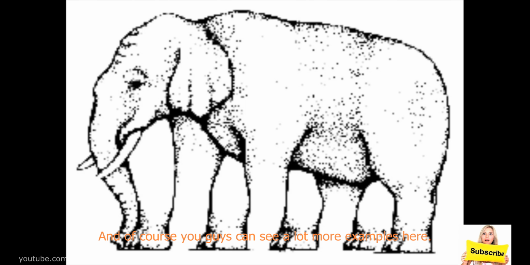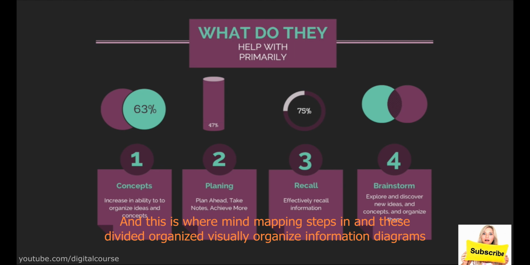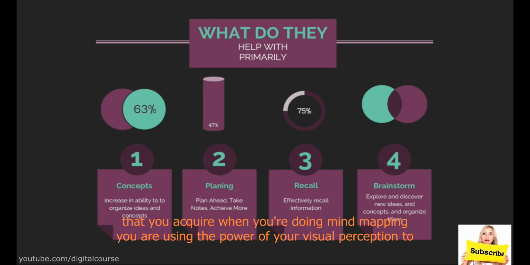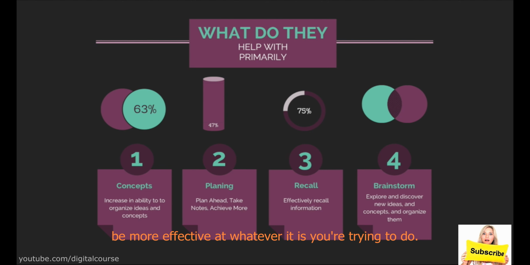And of course, you can see a lot more examples here that basically tackle the same issue, which is how your visual perception can influence your mind. It can influence it a lot. And this is where mind mapping steps in. In these visually organized information and diagrams that you acquire when you're doing mind mapping, you are using the power of your visual perception to be more effective at whatever it is you're trying to do.